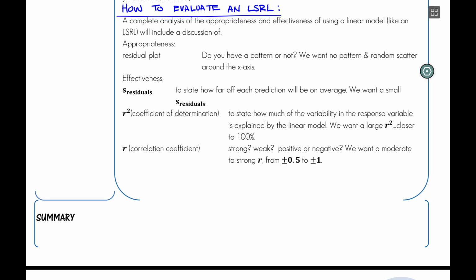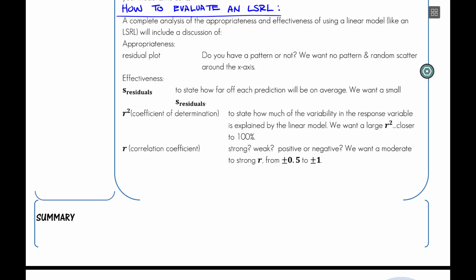Then we look at the effectiveness. And to look at the effectiveness, we look at a couple of different things. We look at the standard deviation of the residuals. Why do we do that? It's to state how far off each prediction will be on average. We want a small standard deviation of the residuals.